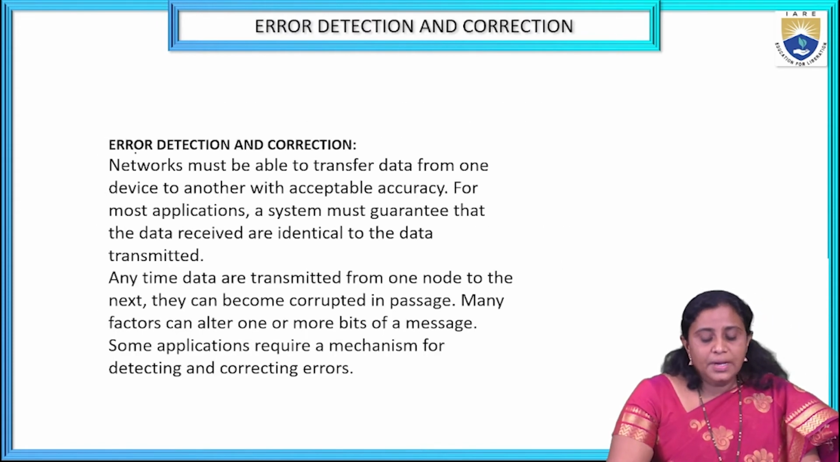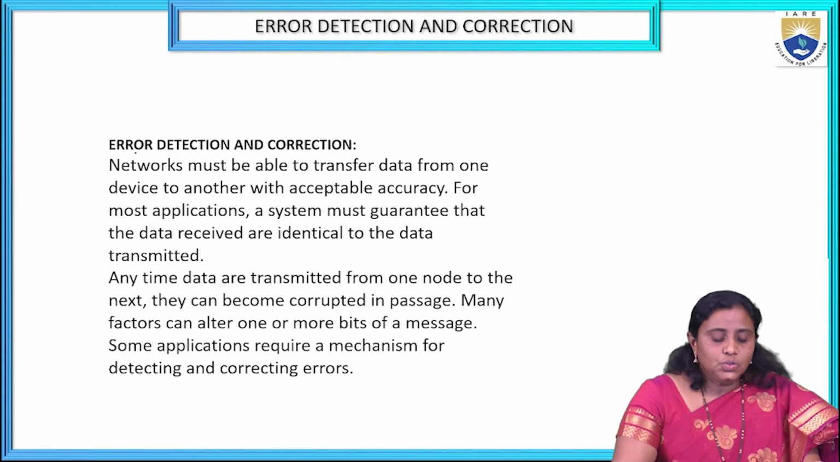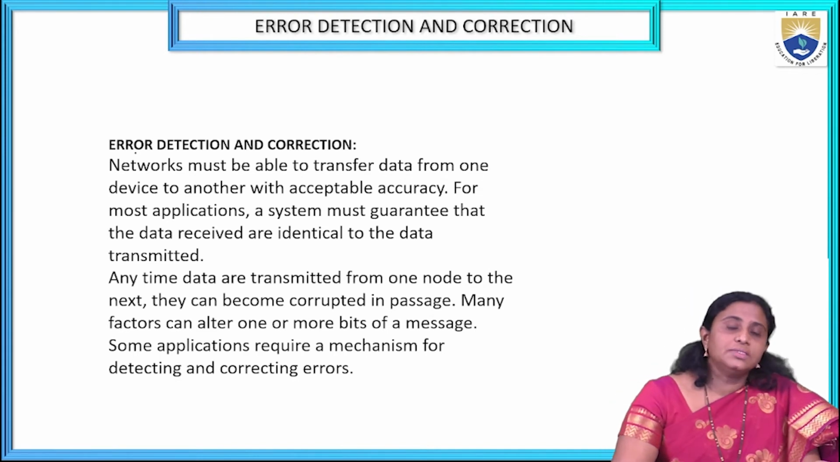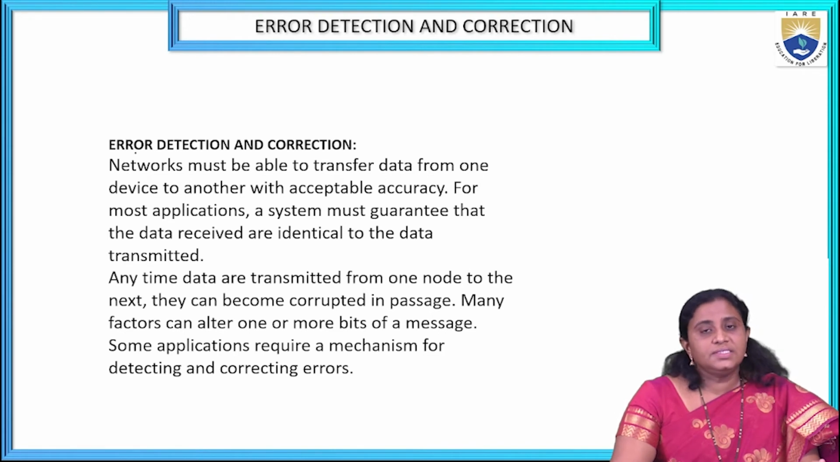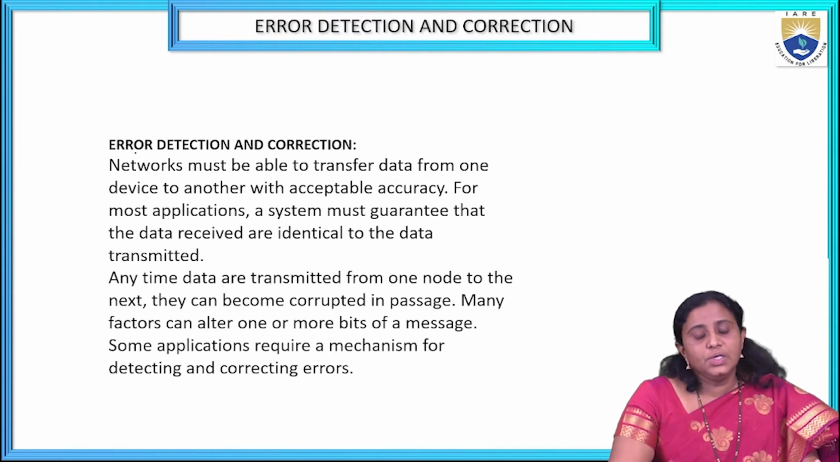The next element under the data link layer is error detection and correction. This is the most important thing. Why? Because if one source is ready to transmit data packets under the data link layer, there should be no discarded or error-prone packets transmitted from one source to another destination.